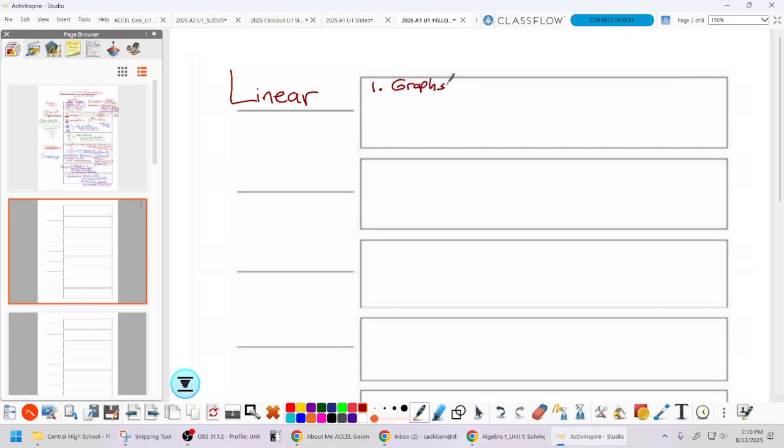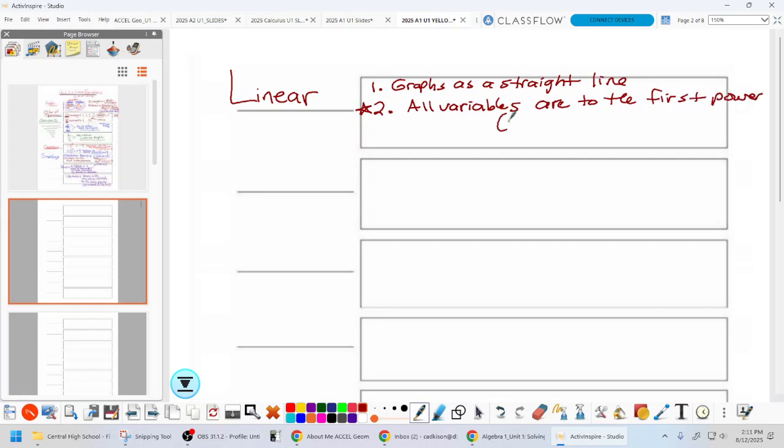So we'll put what you guys said first, graphs as a straight line. More to come on that later. We don't really worry about that in this first section, this first unit too much. In this section, this is the more important one. All variables are to the first power. Which means you won't see them.